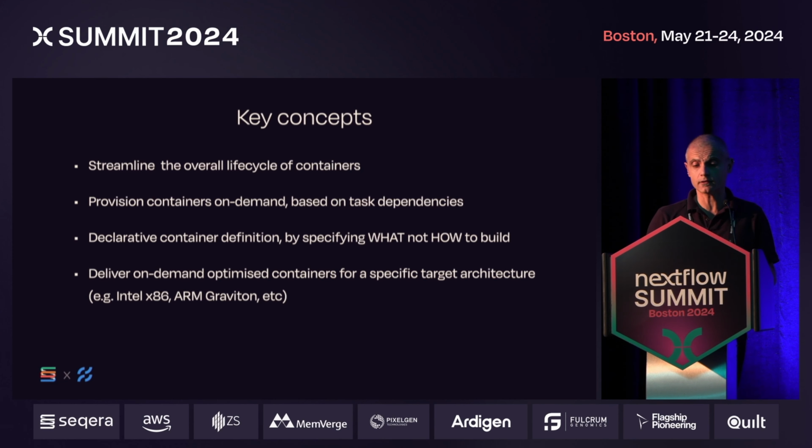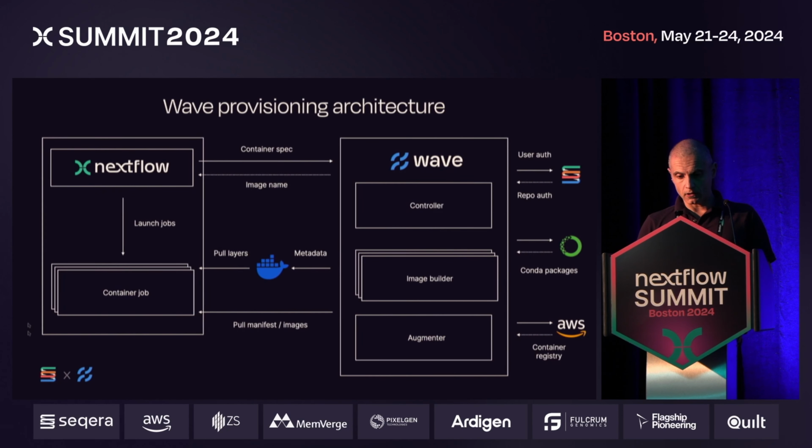And also, using this approach, we can create containers that fit the requirements of the target architecture. I can automatically create a container for Singularity or maybe for Graviton, depending on where I run my pipeline. So this makes it much easier to migrate or port my pipeline to a different architecture. And this is a representation of the architecture of Wave.